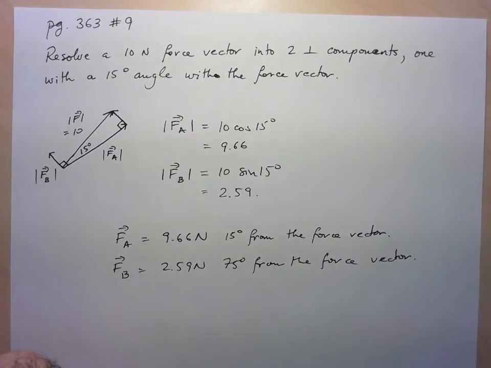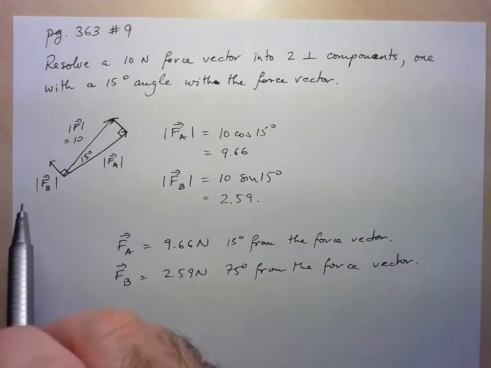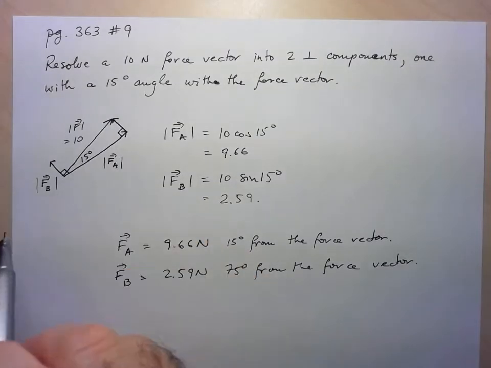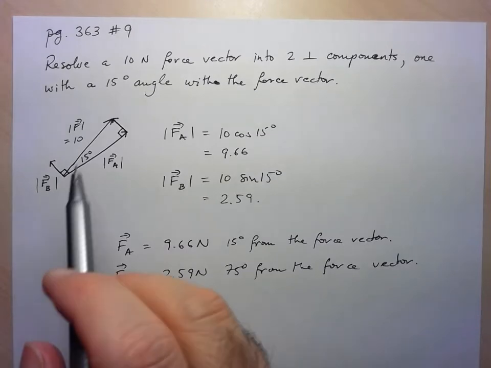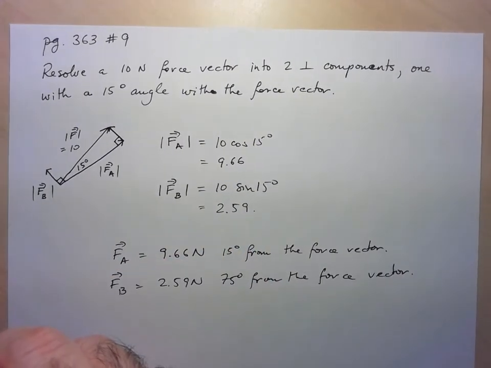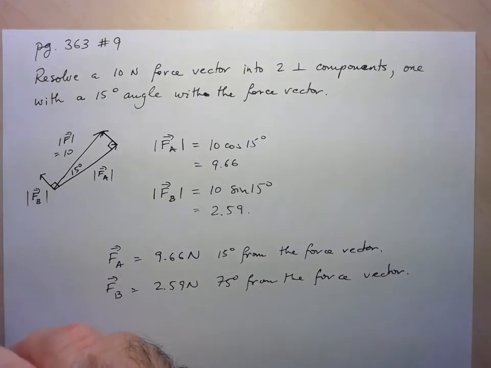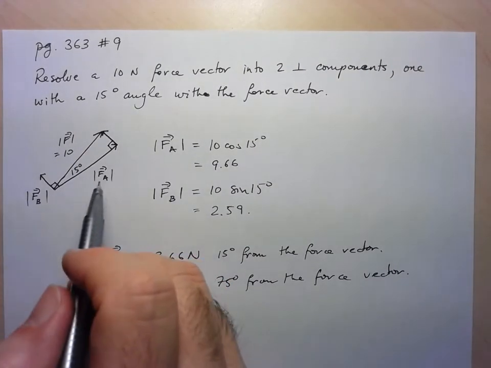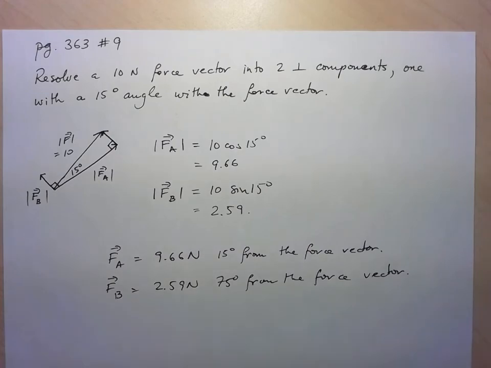Okay, so there you have it. So when we're resolving a vector, we're just writing it as the sum of two other vectors. Okay, most often we'll write that as the sum of two perpendicular vectors, but they don't necessarily need to be horizontal and vertical. Now I could have drawn the picture so that it did look that way, but it doesn't have to be. Okay, that's it for this one.